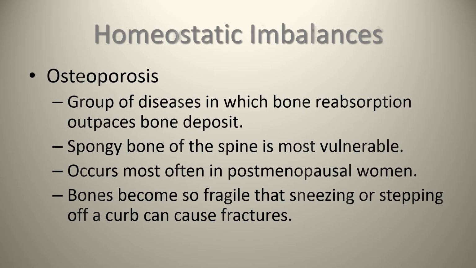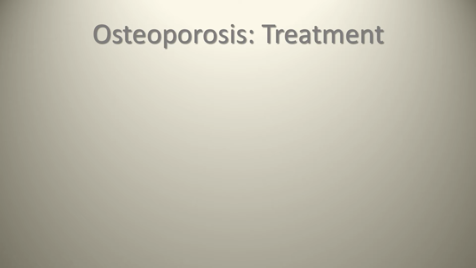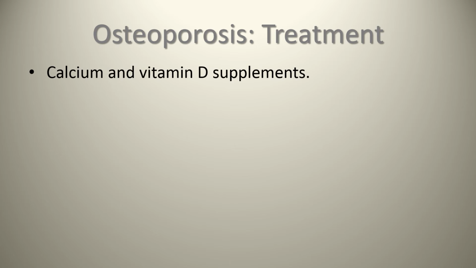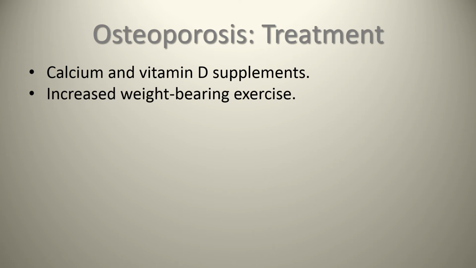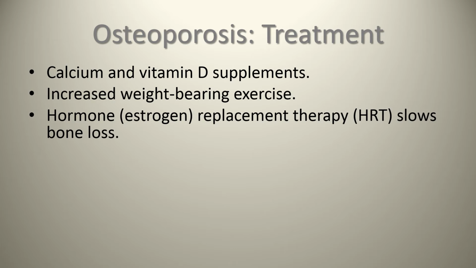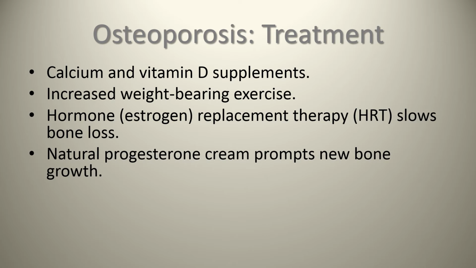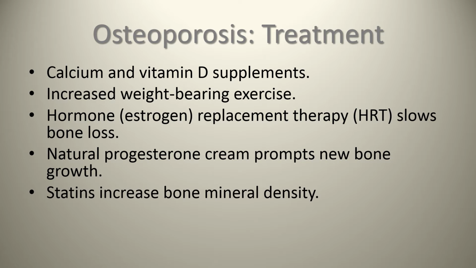So in terms of treatment of osteoporosis, calcium and vitamin D supplements are usually recommended for people who are osteopenic in order to prevent progression. Things like increased weight-bearing exercise, especially at a young age, in order to form more bone is recommended. Hormone replacement therapy with things like estrogen can slow bone loss. Natural progesterone creams prompt new bone growth. Statins can increase the bone mineral density. And then there's also the use of bisphosphonates in order to reduce osteoclastic activity.